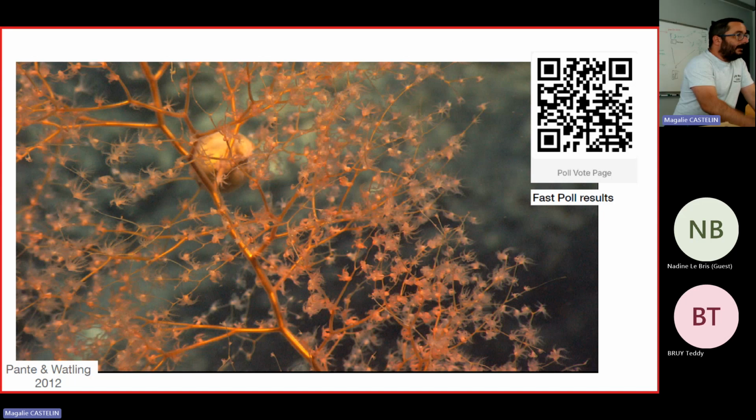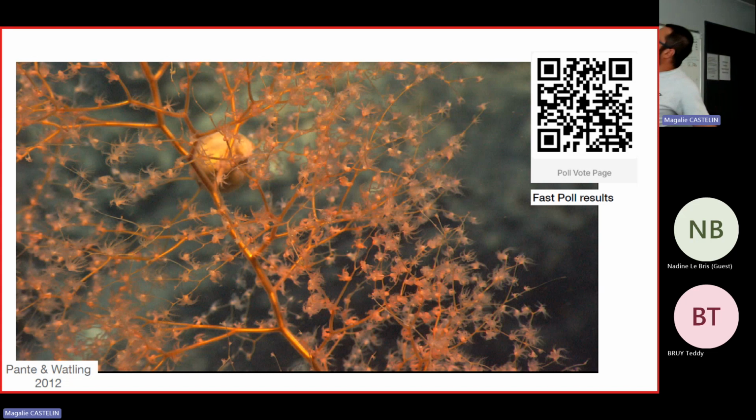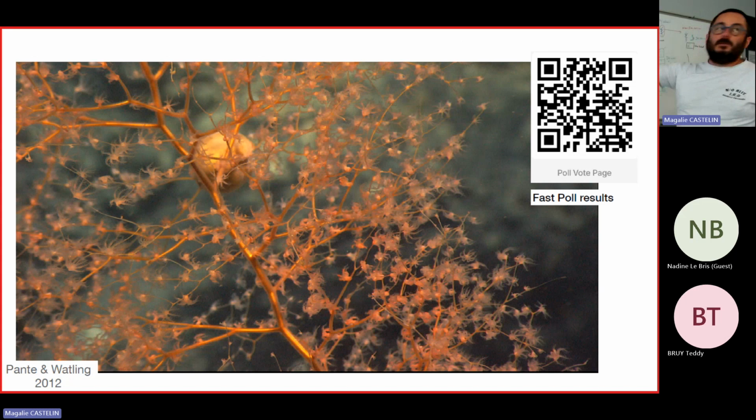So I see people falling asleep, so it's time for the quiz. I put a picture of a Chrysogorgia, and this colony has a branching sequence. If you want to play, you can flash this QR code with your laptop or your cell phone, and it will ask you what's the branching sequence. You can come closer, have a look. So you have some choices.